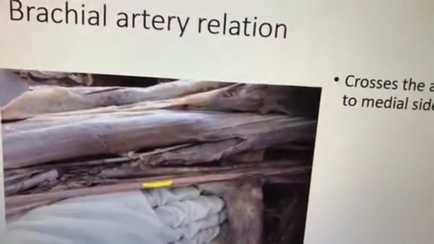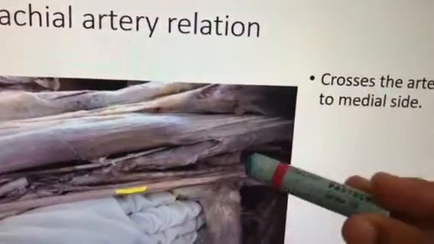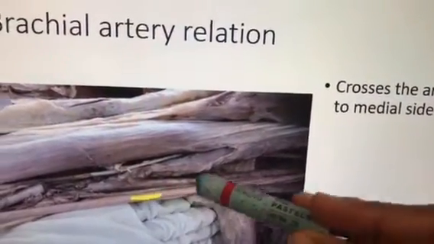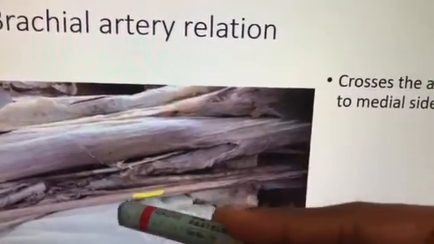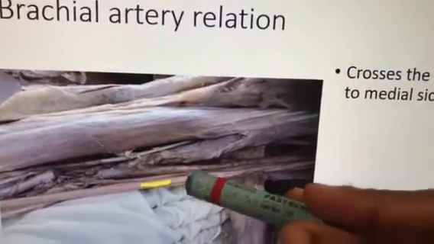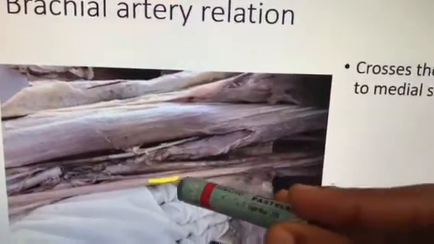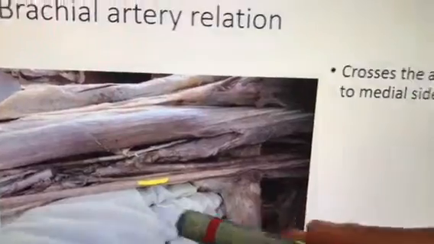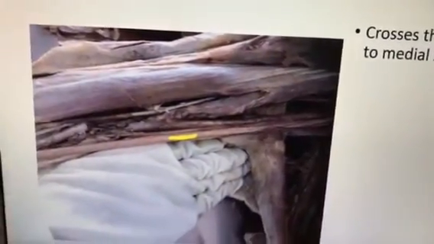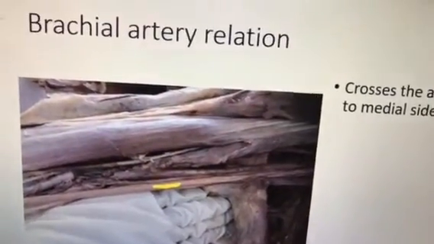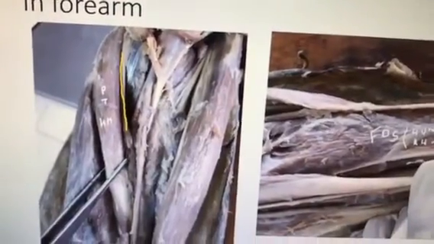Now you can see very well how nicely the nerve is crossing the artery, from lateral to medial side. Why lateral to medial? Because it is going towards the cubital fossa, so it should occupy the medial most portion in the cubital fossa. And then third, in the forearm.